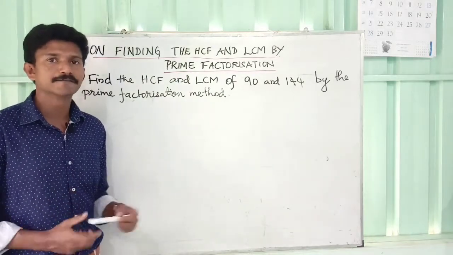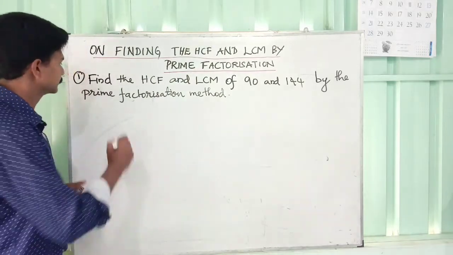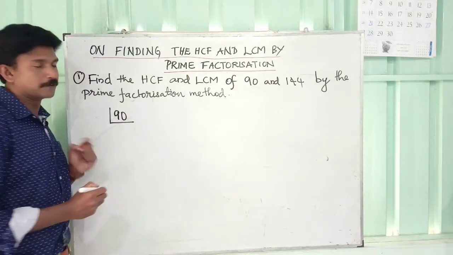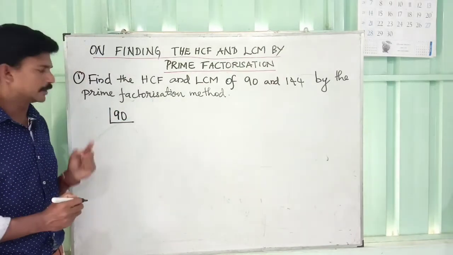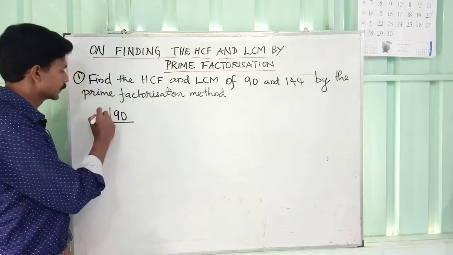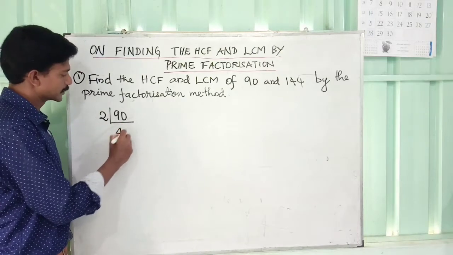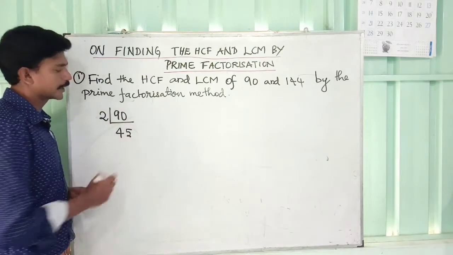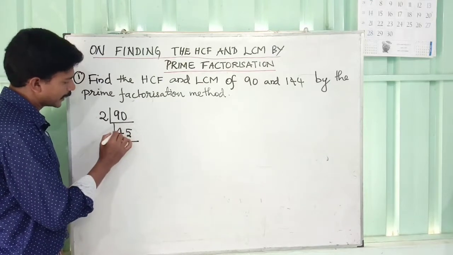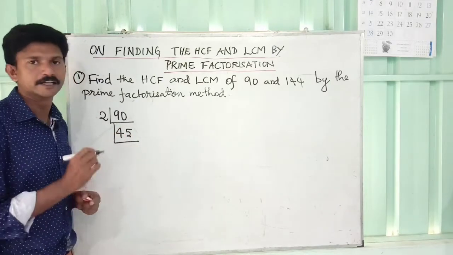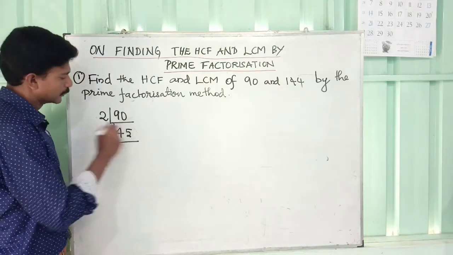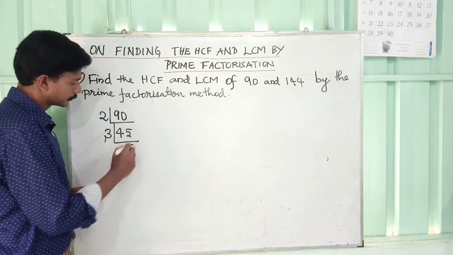First, let us prime factorize 90. The first prime number is 2. Why are we selecting 2? Because 90 ends in 0, so it is an even number, so we can select 2 and we get 2 times 45 is 90. Then when you add 4 and 5, we get 9. So this number is divisible by 3. When you divide by 3, we get 15.